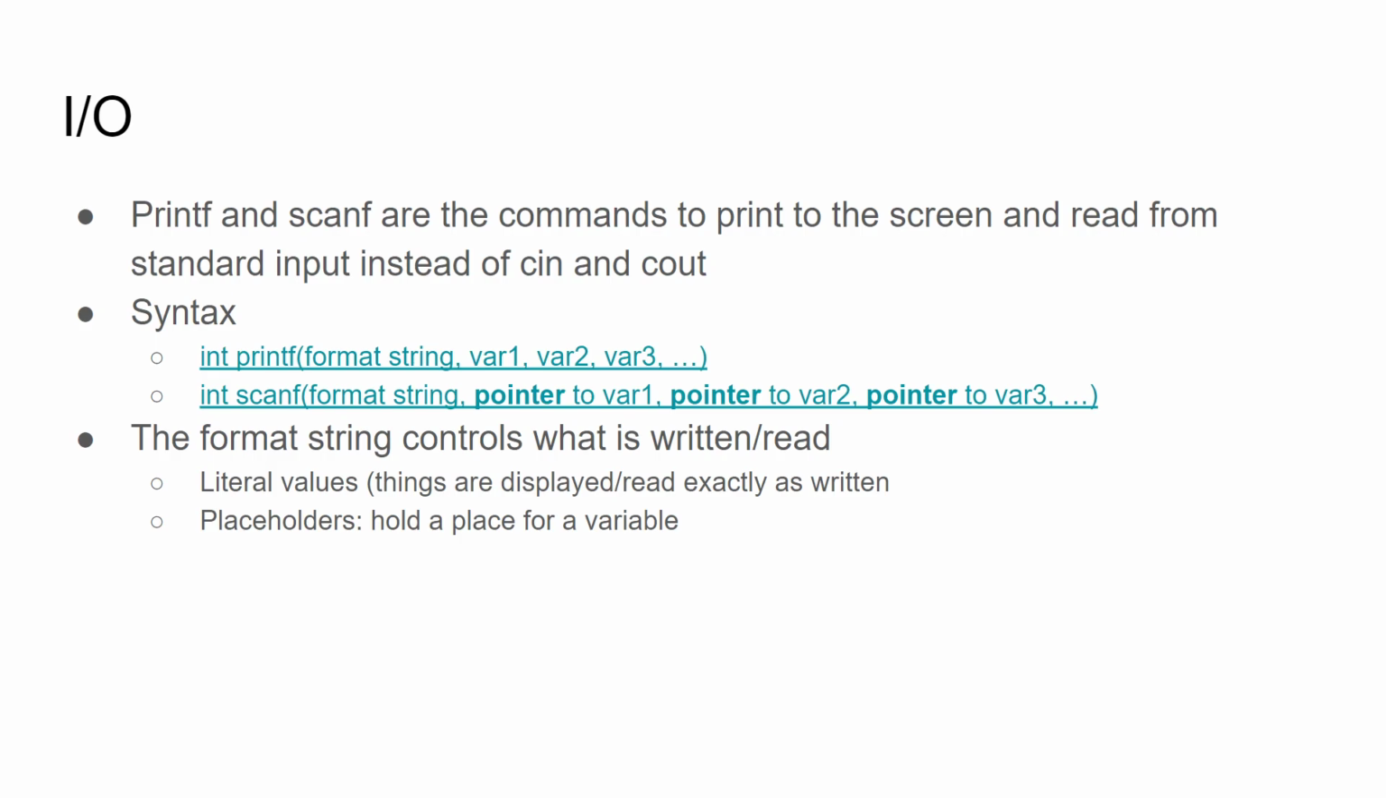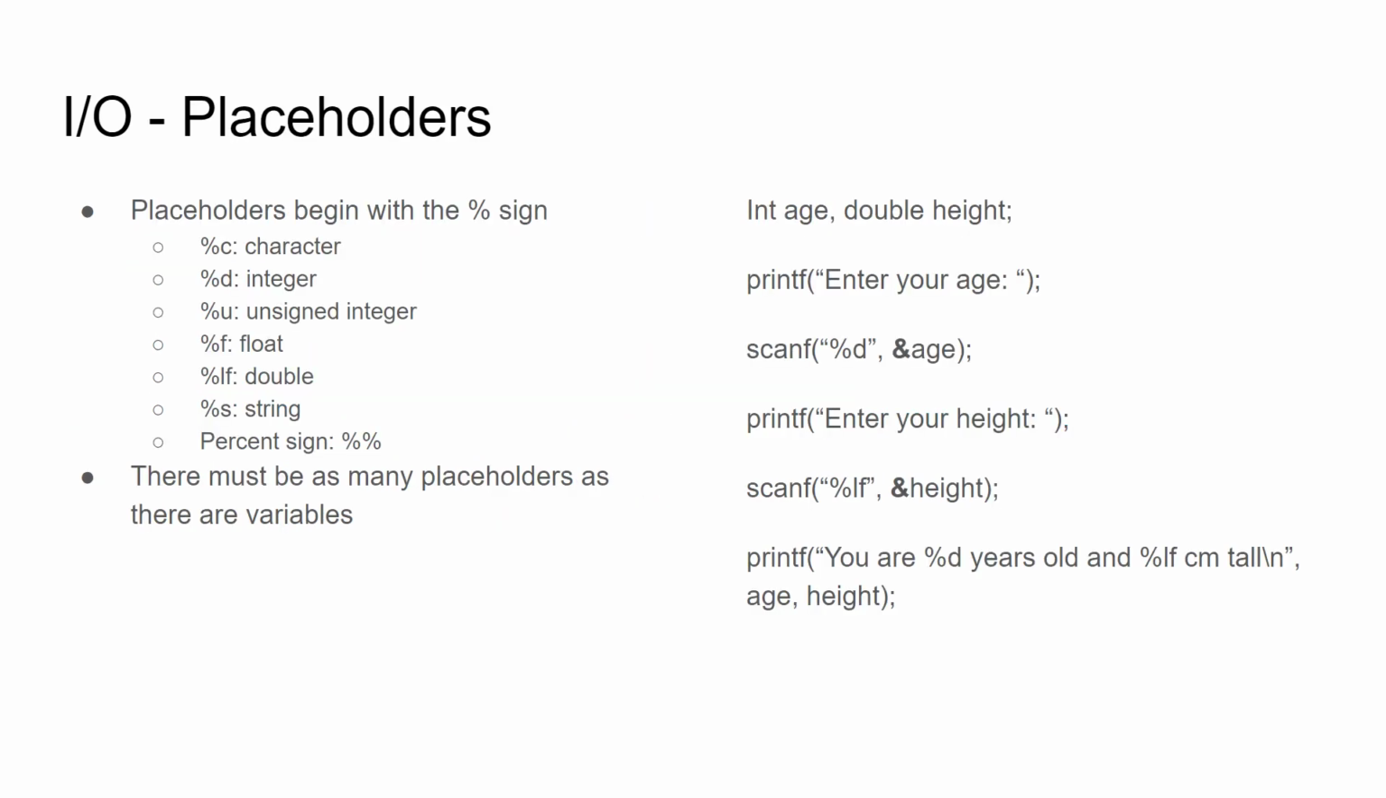Scanf, though, reads from the standard input. The format string controls what's read or written. It can hold literal values, things that are displayed or read exactly as they're written, or placeholders, which are going to hold a place for a variable. All the placeholders begin with a % sign. %c is for character, %d is for integer, %u for unsigned integer, %f for float, %lf for double, %s for string, and if you just want a plain old % sign, it's %%, to escape that % meaning.